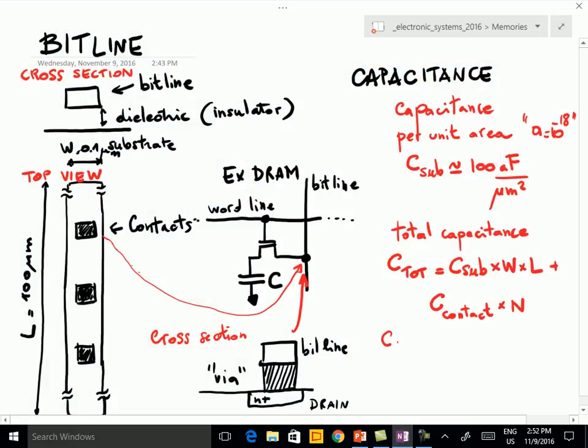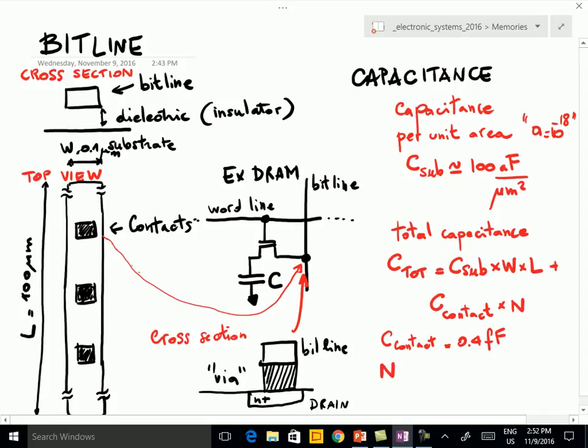Now, we can provide these numbers, typical values. So C contact typically is something like 0.4 femtofarad. So it's much larger than the capacitance per unit area for the same area, because in this case we have the capacitance of the contact. We have a depletion region under the drain, and this is the capacitance of this depletion region.